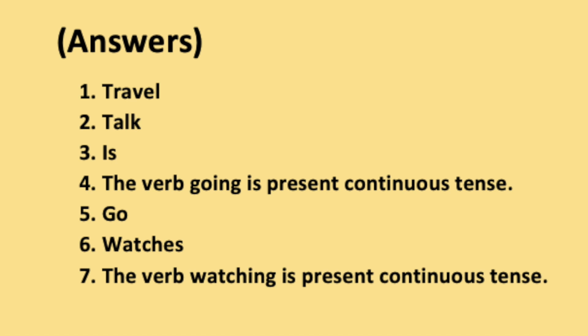Next one. I go to the coffee shop every morning. Here the answer is go. Go is the simple present tense verb. Jenny watches a movie with friends on Fridays. Here the verb is watches. Then Jerry is watching a movie in the theater. There is no simple present tense verb in the sentence. So I hope all of you got the answers. Congratulations.